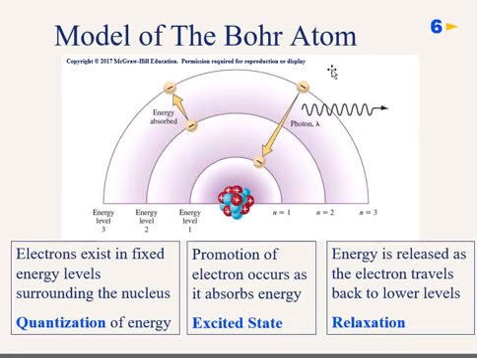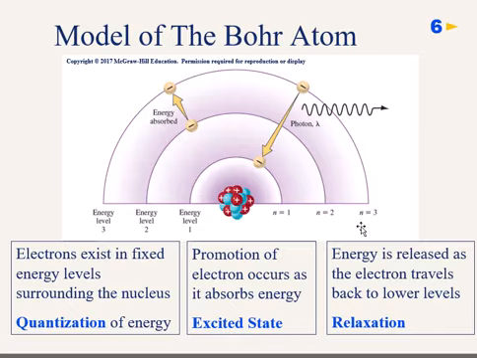In the model of the Bohr atom, which you are looking at now, you have the nucleus in the center with protons and neutrons, and then the electrons have their own energy levels. And here you see this arc as energy level 1, called n equals 1. Then n equals 2 is energy level 2. n equals 3 is energy level 3.